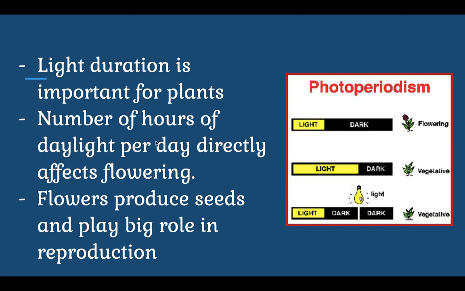The number of hours of daylight per day directly affects flowering. As you see in the picture, flowers produce seeds and play a big role in reproduction. Because if there is no flowering, there are no fruits. If there are no fruits, there are no seeds. If there are no seeds, there is no reproduction, no continuing the new generation of a plant. This is why it's very important that flowers are the first step to reproduction, and light has a big role in it.